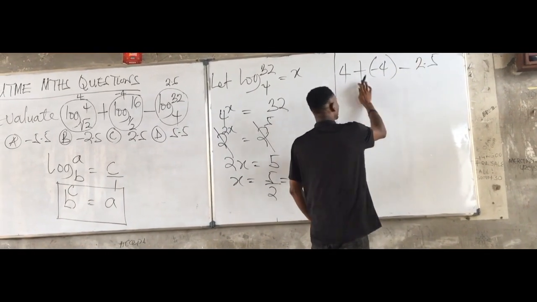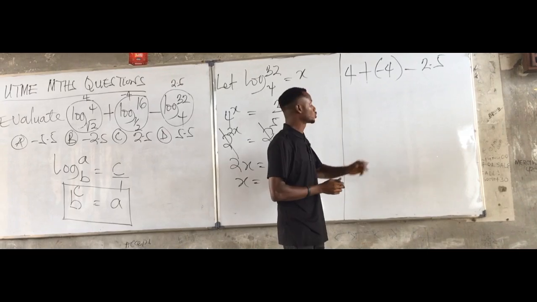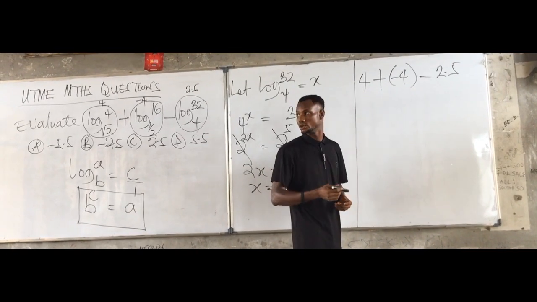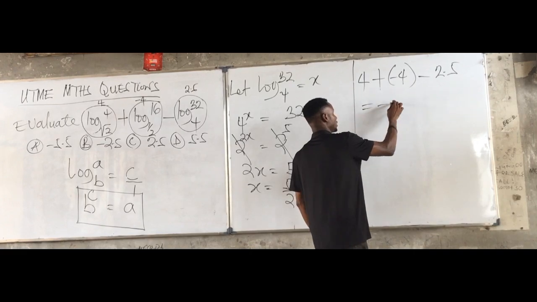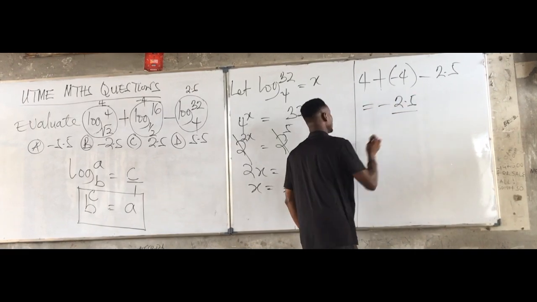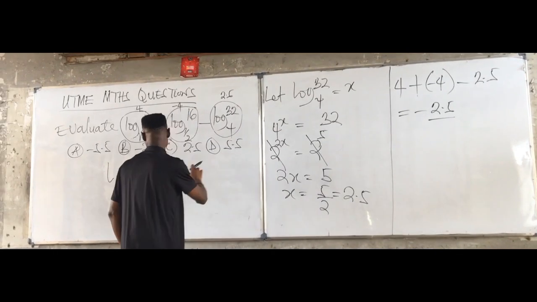2.5. Okay, plus times minus is minus. So 4 minus 4, what is the answer? 0, right? So I'll be left with my answer here being equal to minus 2.5. Okay, now that means I have to take my B.